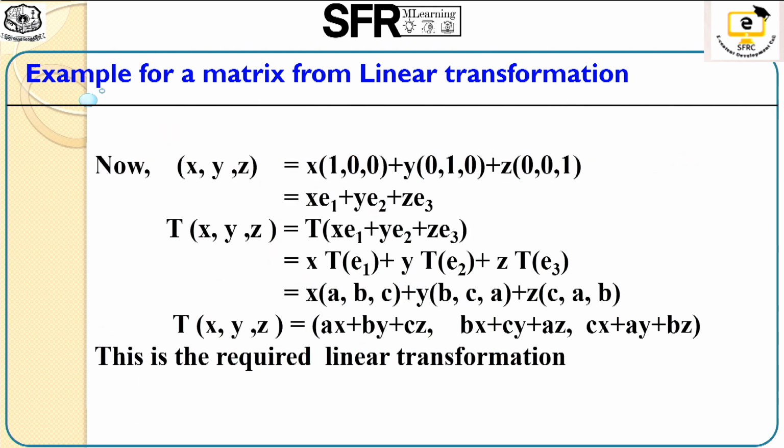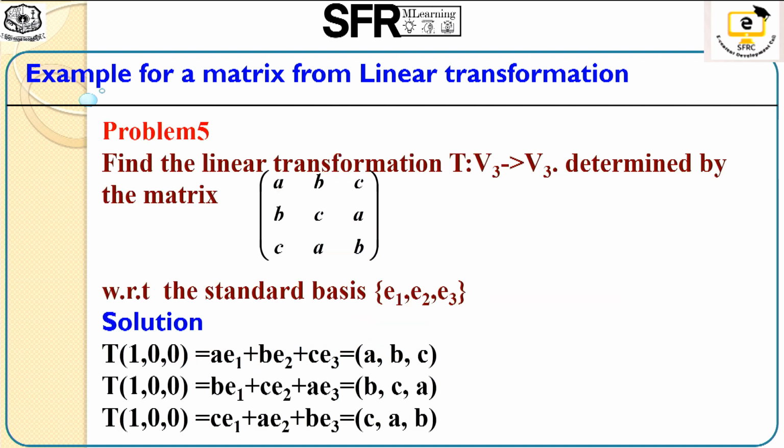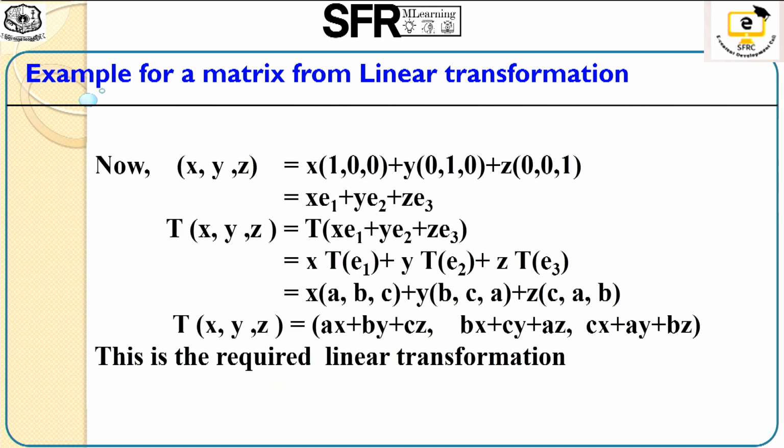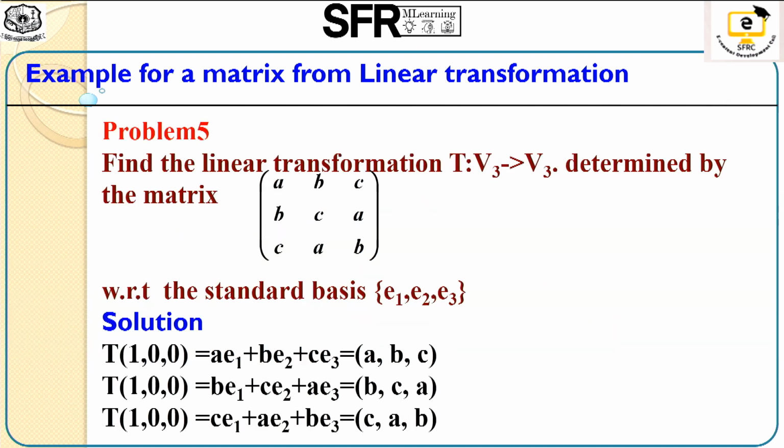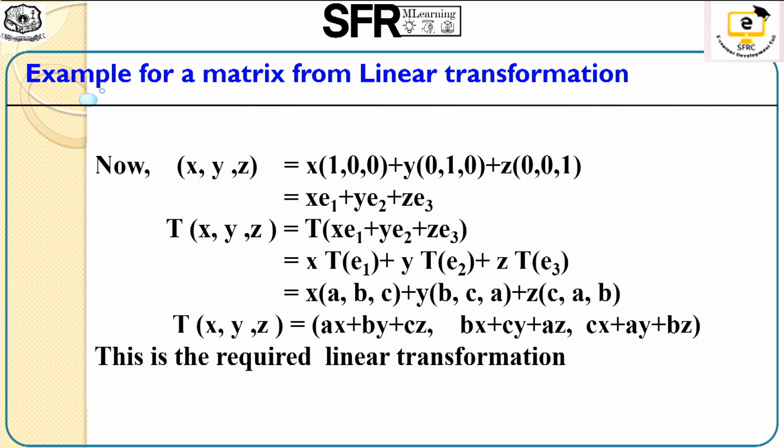Substitute the values here: x into ABC, next T of E2 is BCA, so y into BCA, and T of E3 is CAB, so z into CAB. Just multiply and order the values. The first value is AX plus BY plus CZ. The next value is BX plus CY plus AZ. The third value is C into X, A into Y, B into Z, therefore CX plus AY plus BZ. This is the required linear transformation.